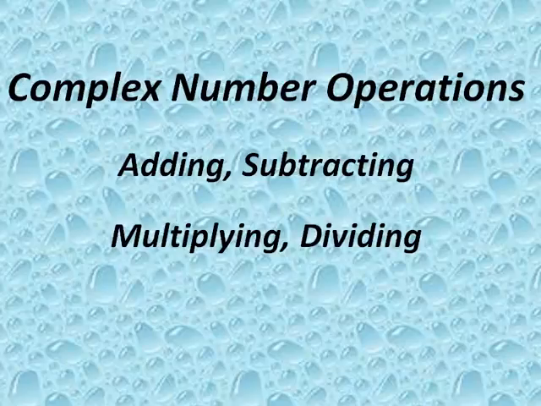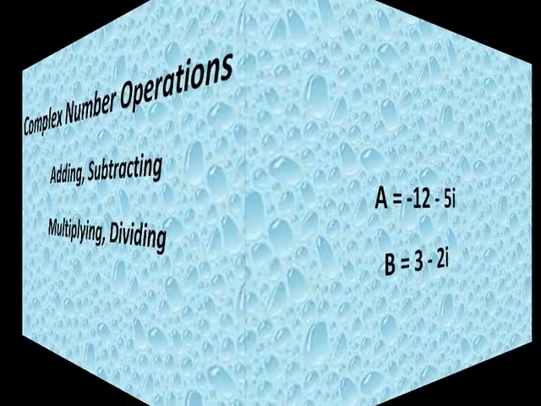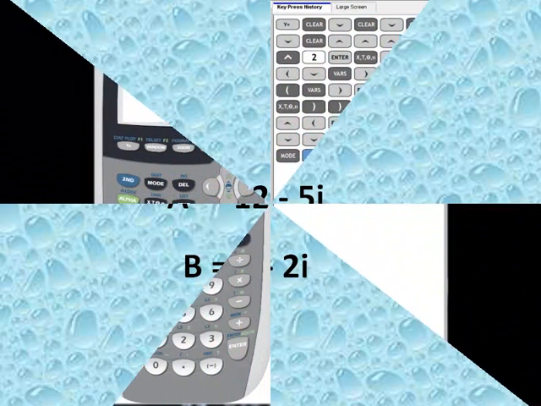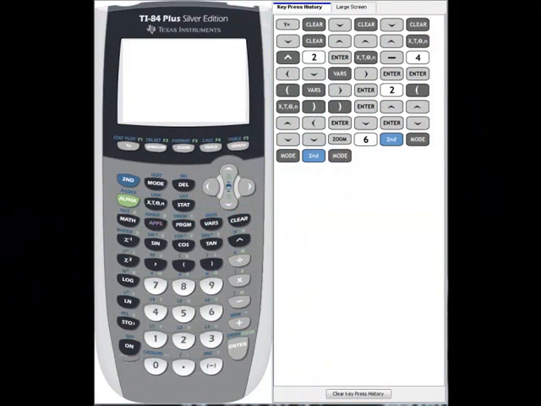In this clip, we'll look at complex numbers and how to represent them, how to add, subtract, multiply, and divide them. For purposes of illustration, let's assume A is negative 12 minus 5i, and we'll let B equal 3 minus 2i. We'll start by adding the complex number A to the complex number B.